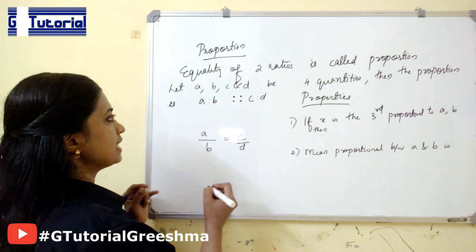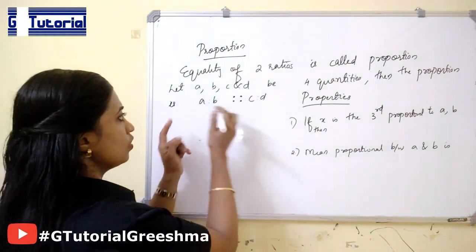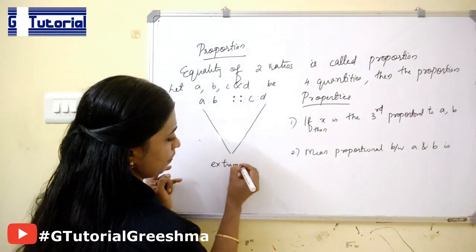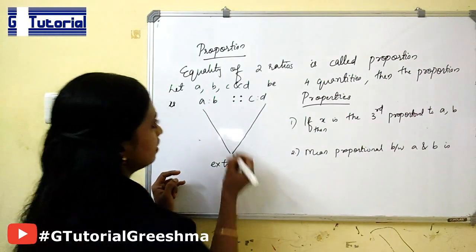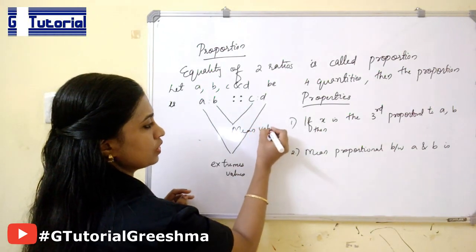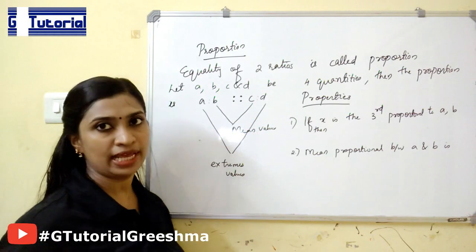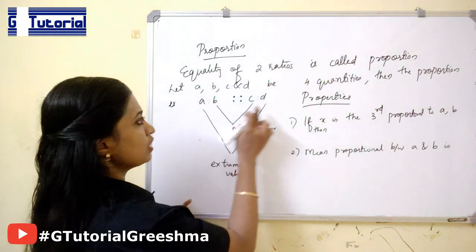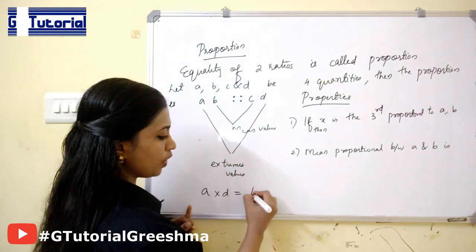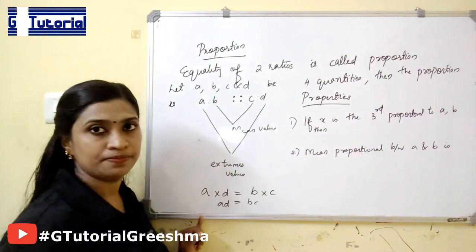And here we can say that the extreme terms are called extreme values of the proportion, and the middle values are called mean values of the proportion. Always the product of mean values will be equal to the product of extreme values. So what is the product of extreme values? Product of extreme values is A into D, which is equal to product of means B into C. So AD will be equal to BC.